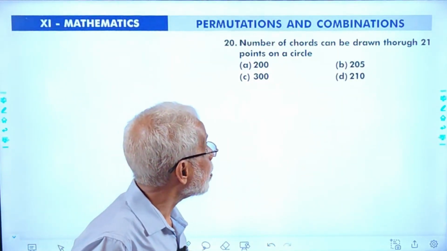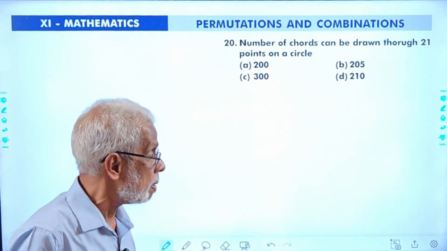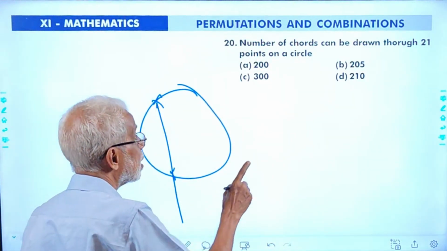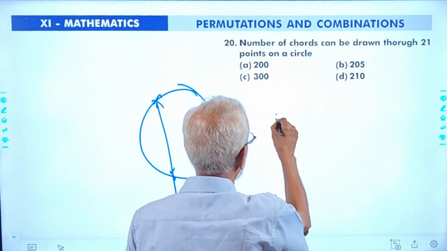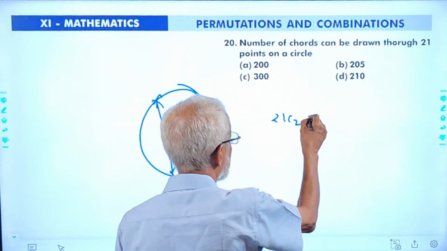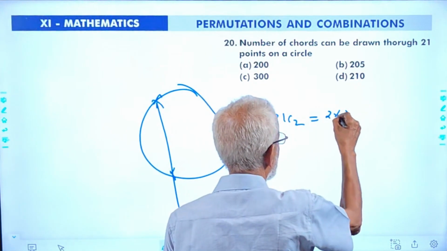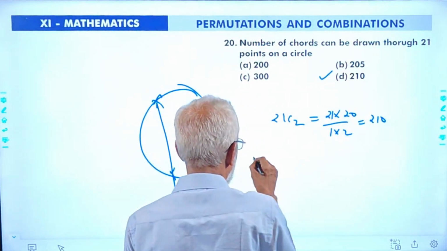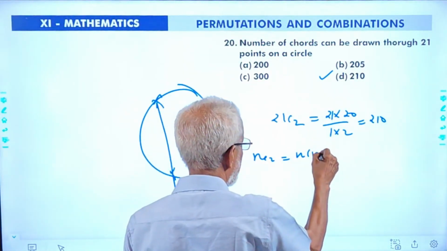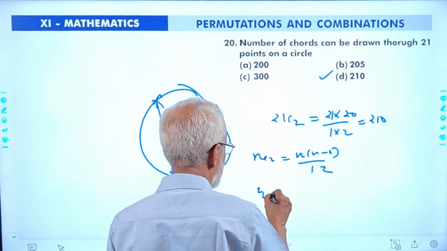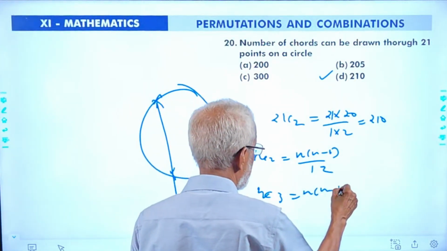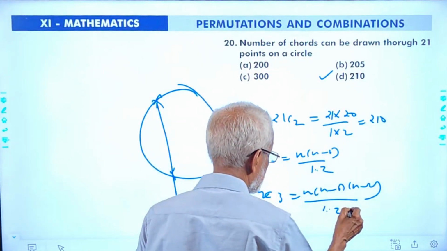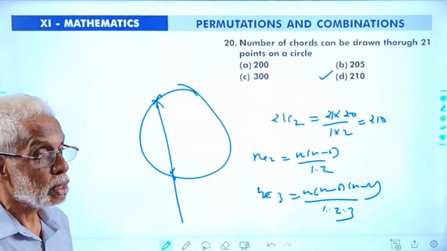Number of chords that can be drawn through 21 points on a circle. Look, a chord is obtained by joining any 2 points on the circle. Therefore, total number of chords is 21C2. 21C2 is equal to 21 into 20 by 1 into 2. That is 210. Because you should remember nC2 is equal to n into n minus 1 by 1 into 2. nC3 equals n into n minus 1 into n minus 2 by 1 into 2 into 3. You should always remember. Okay, the correct choice is 210.